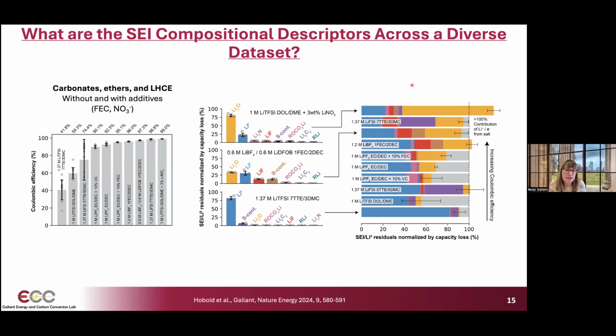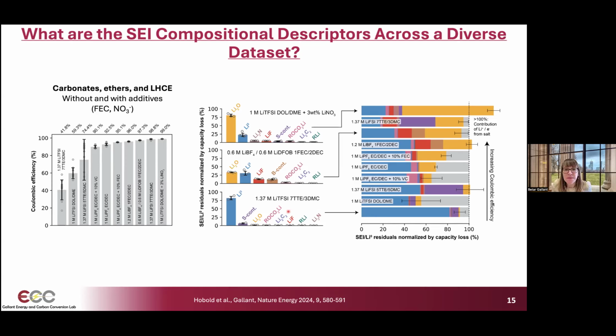So we selected 10 diverse electrolytes and conducted capacity loss analysis using our titration methods. And the capacity loss breakdown for these electrolytes is shown here. I'll just mention, by the way, in this data set, we intentionally selected quite diverse electrolytes. So we have carbonates, ethers, localized high concentration electrolytes, and then with and without additives. So we looked at FEC and we looked at nitrate. Okay, so spanning an abysmal coulombic efficiency all the way up to 99%.